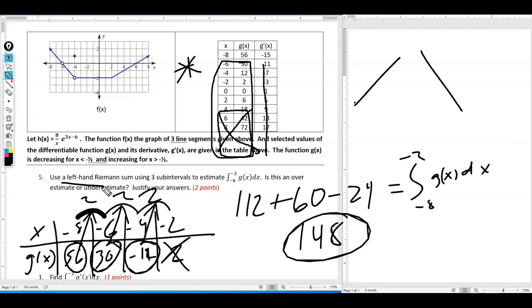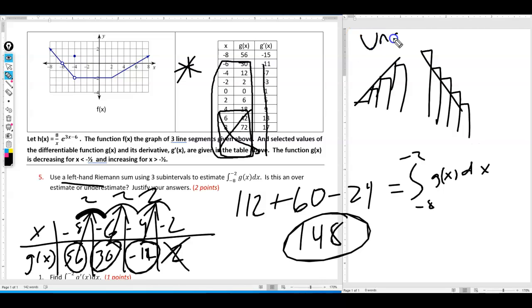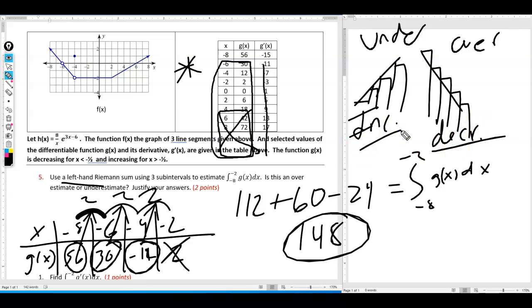So if I start on the left and I draw my rectangles, they would all be underestimates. But if it's a decreasing function and I start on the left, the rectangles will give me an area that's above the curve, and so we would end up with an overestimate. So it's under if it's increasing, and it's over if it's decreasing. Now be careful though. It's the opposite if we're doing a right-handed sum. But in this case, if your function's increasing, it's under. If it's decreasing, it's over. So I'm doing a left-handed sum.